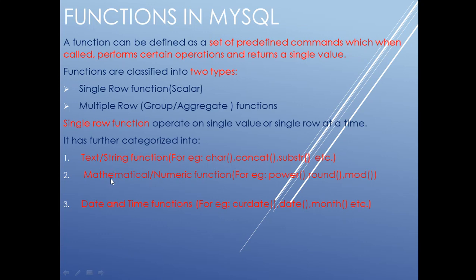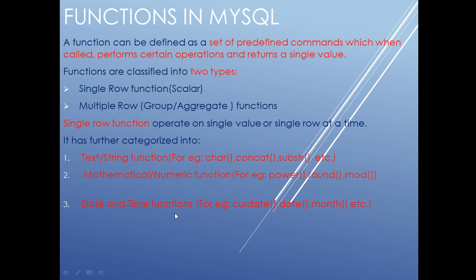The second category of single row function is the mathematical or numeric function, which works on numbers, on the numeric value. The first, the string function, works on the string value. The second, the mathematical or numeric function, works on the numeric value. For example, you have to learn only three functions under this mathematical function, which are power, round and mod.